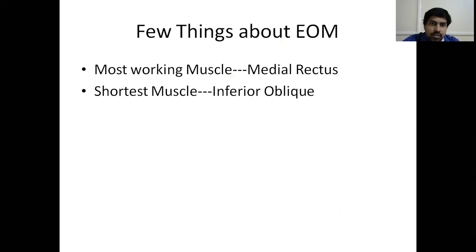And a few things about extraocular muscles. The most working muscle is the medial rectus, because we always have to converge. We are more used to doing near work or reading, so the medial rectus will be more into action, and the shortest muscle is the inferior oblique muscle. Okay, so that is about this one.